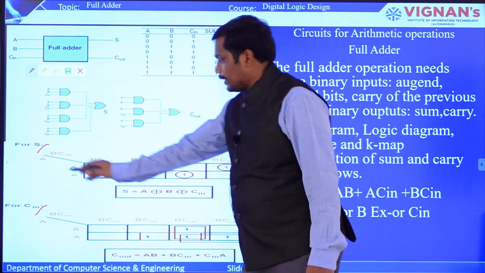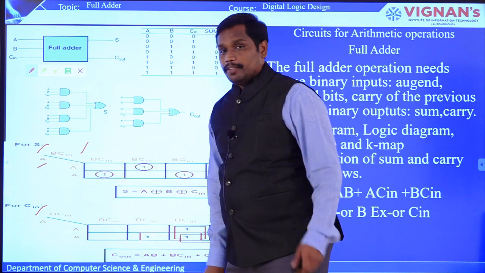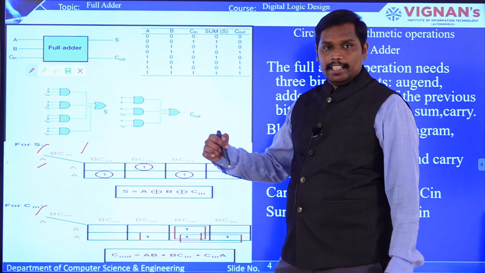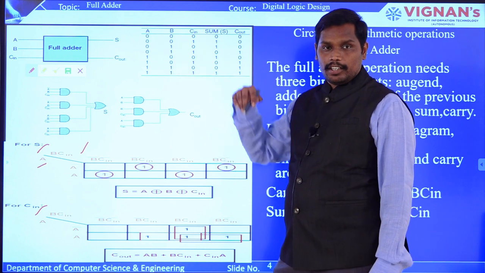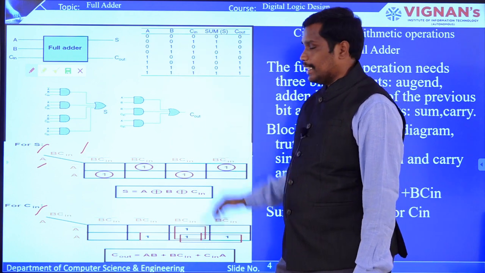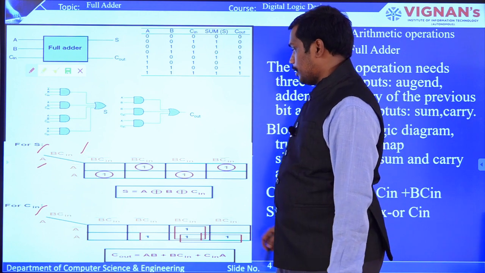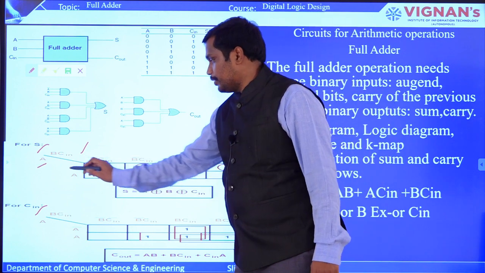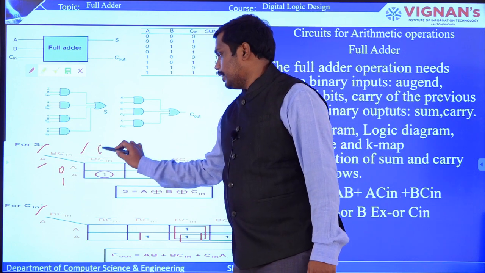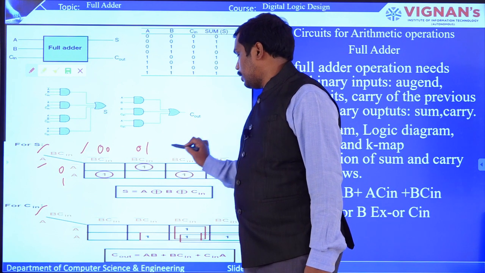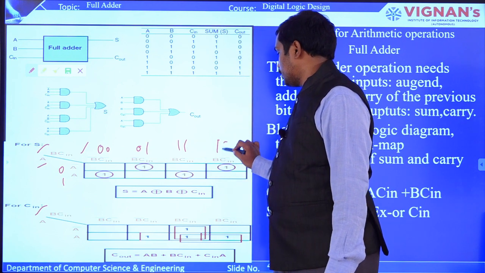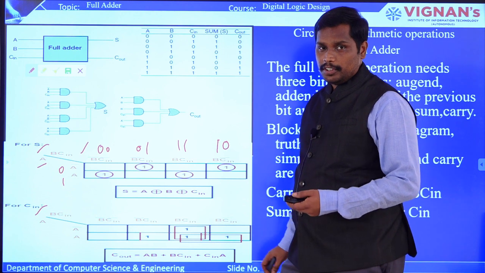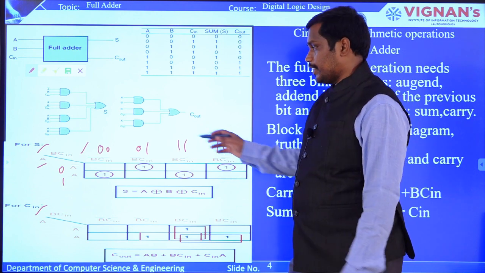So you can see here A, B and C in, which means C in is the previously generated carry that is given as an input to the existing circuit, right. So here you can see it is 0 and 1, then here 0 0, 0 1, 1 1 and 1 0, as you know that it is a gray code sequence that we follow in constructing the Karnaugh map.